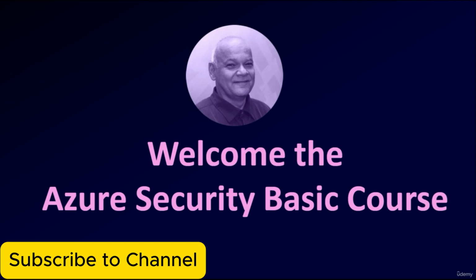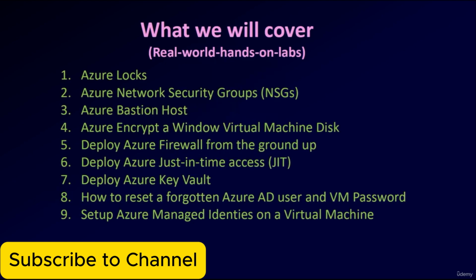This Azure Basic Security course has been designed with beginners in mind, to get those new people who want to learn about security up and running in a very short time in the real world. In this course, we are going to cover Azure Locks, Azure Network Security Groups or NSGs, and Azure Bastion Host. We are going to learn how to encrypt a Windows virtual machine disk. We'll deploy Azure Firewall from the ground up. We'll deploy Azure JIT from the ground up as well. We'll deploy Azure Key Vault. We'll learn how to reset a forgotten Azure AD user and VM password. And of course, we will set up Azure Managed Identities.